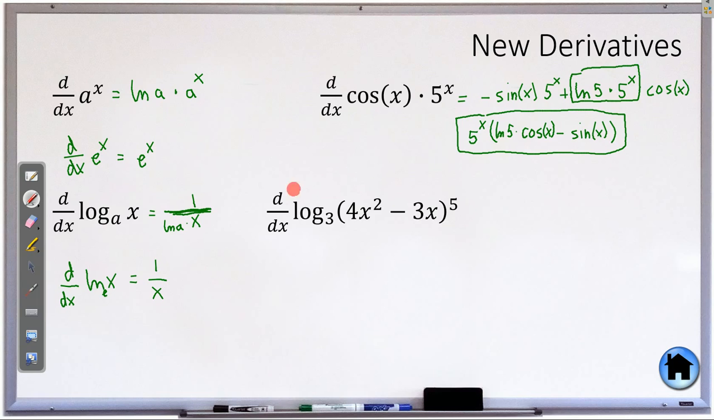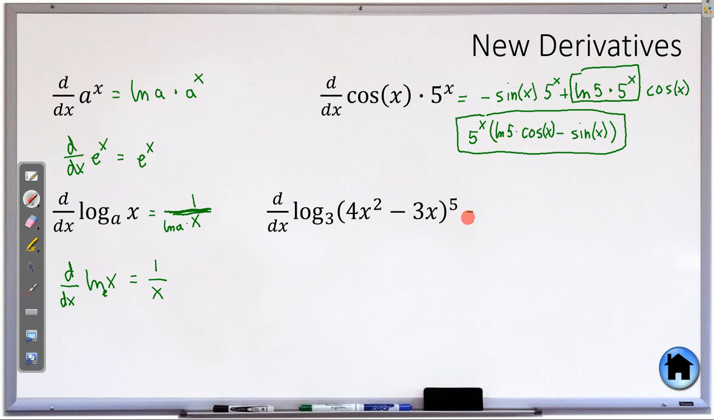Alright, so I got us a nice big derivative to try that is a double chain rule. So we definitely have something inside of our log, but if you take a look, this whole log is being raised to the 5th power.